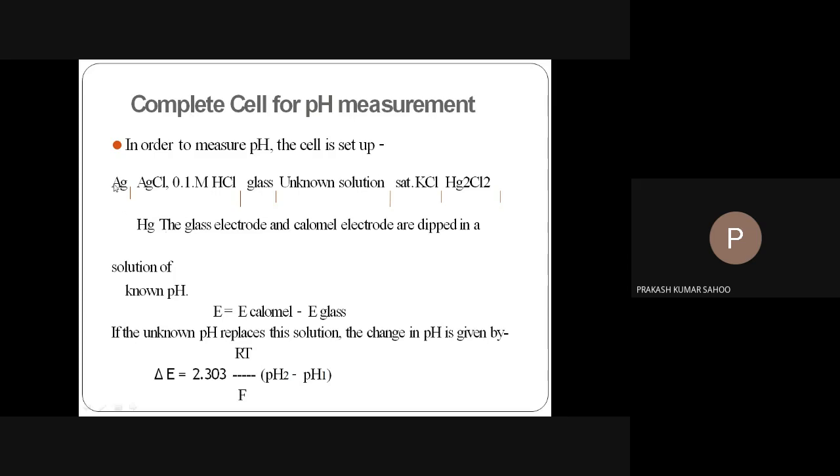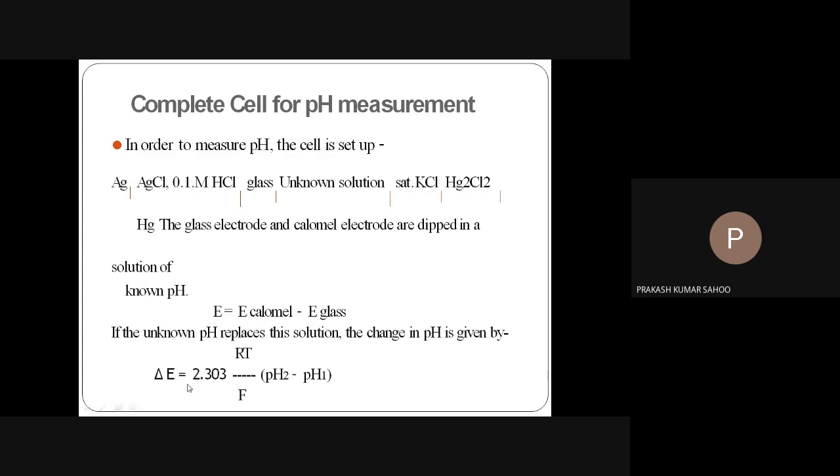And the complete cell will be, this is the glass electrode, that is silver in silver chloride, and HCl is there because the bulb contains 0.1 molar HCl. So this will be the oxidizing part, and the reverse part will be the calomel electrode, that will be KCl in the mercurous chloride and mercury. The glass electrode and calomel electrode are dipped in a solution of known pH. Then the net cell potential will be the reference electrode potential minus the glass electrode potential.